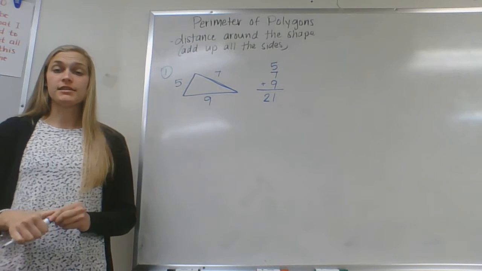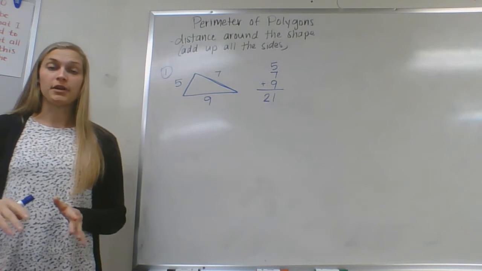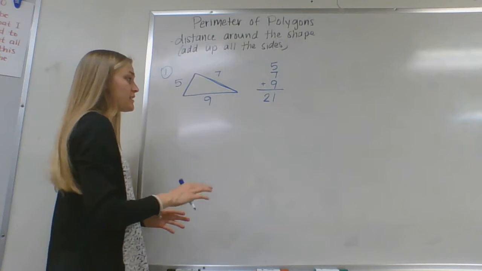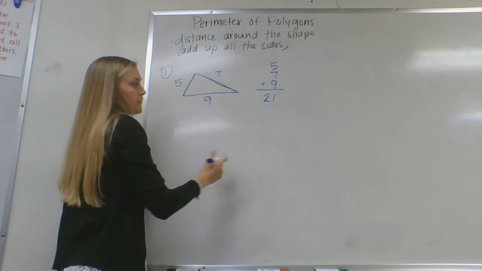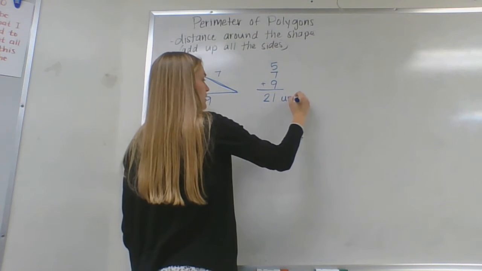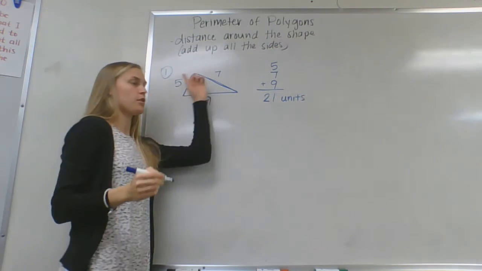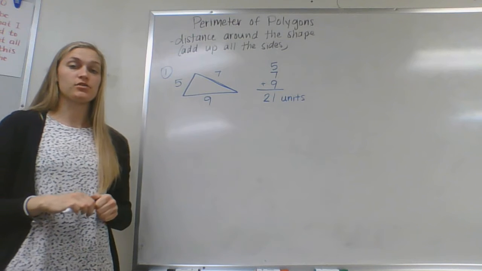So the distance is not in square units. Okay, that's area. Distance is just in feet, inches, miles, whatever. In this case, I didn't give it in one, so it's just 21 units. 21 units all the way around is a distance, so it's not square.